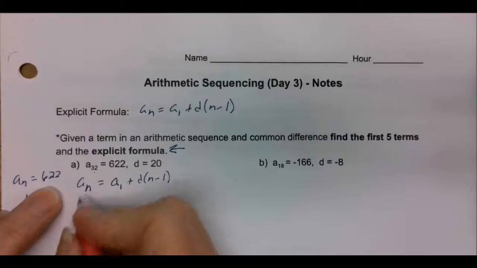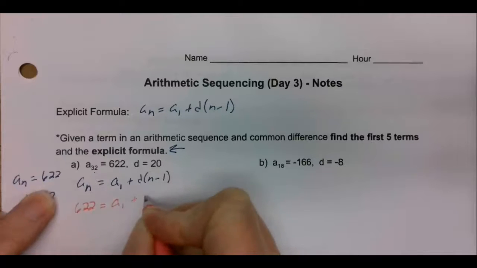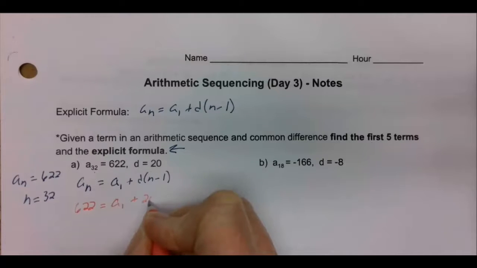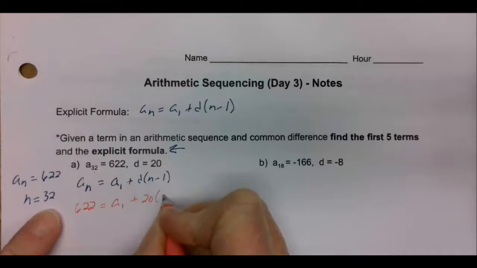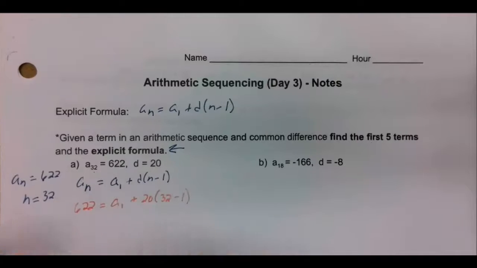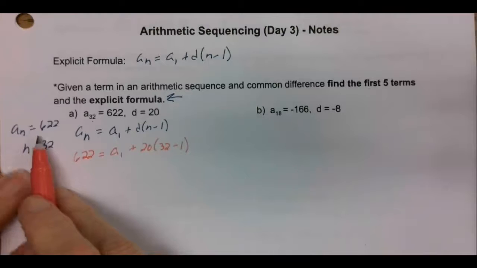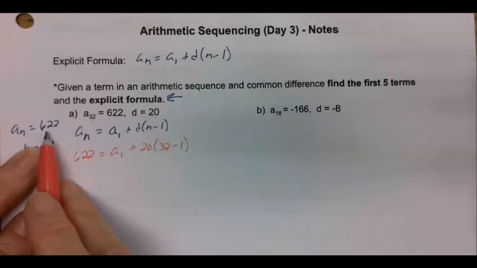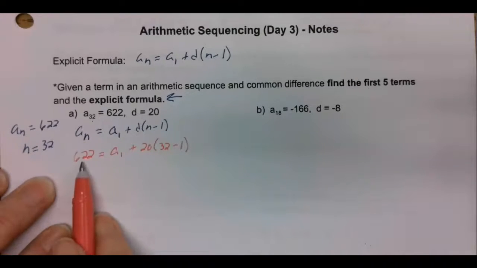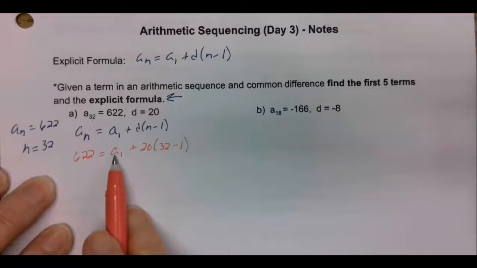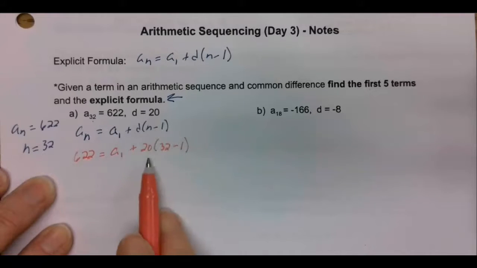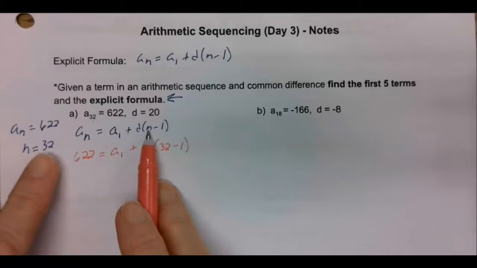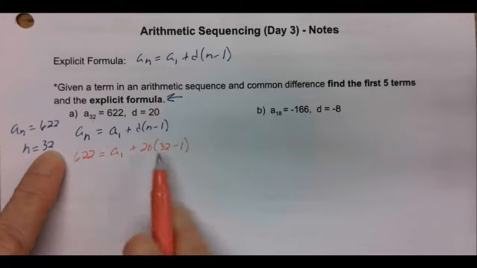So in place of a sub n, we put in 622. We don't know a sub 1. We know our difference is 20, and we know that n is 32. So I'm going to pause and see where we got all of that. We know a term in it. We happen to know the 32nd term is 622. So that goes in for a sub n. A sub 1 we don't know. We know the difference is 20, but we also know n is 32. Okay, so we plug that in.